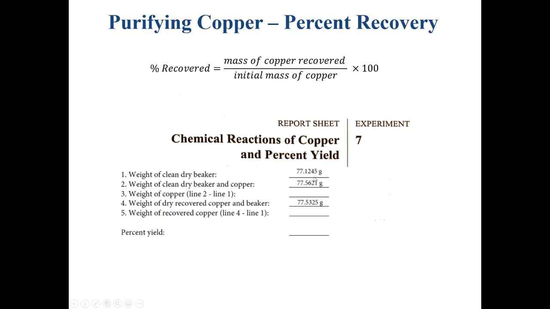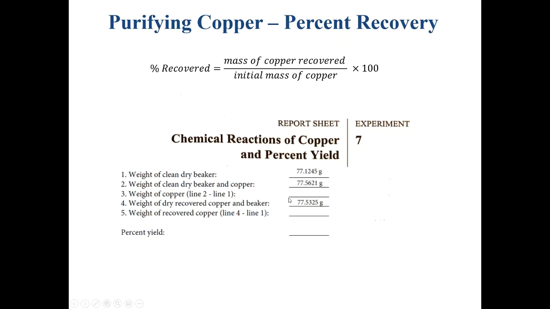The experiment says about half a gram. You'll notice here that this weight that I have here, this is real student data, is about a half a gram higher. You're going to do the math. By taking the mass of the beaker and the copper minus the mass of the beaker, line 2 minus line 1, you can calculate what the mass of the copper is.